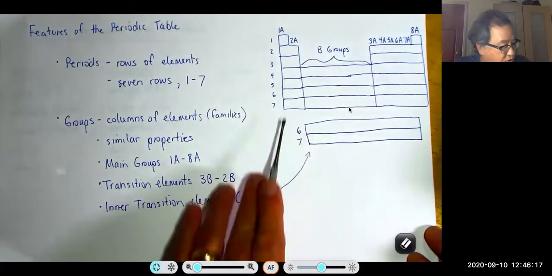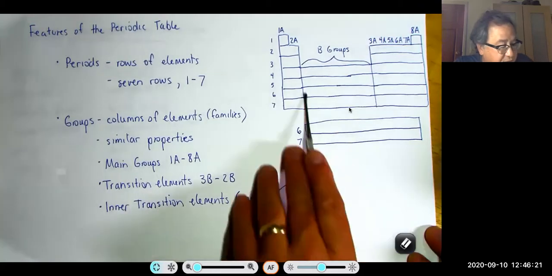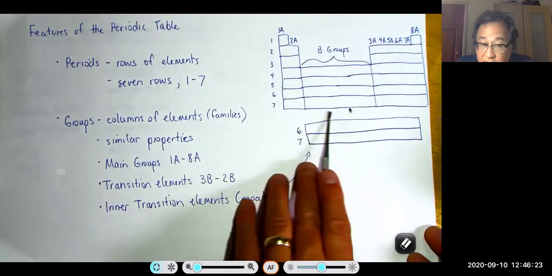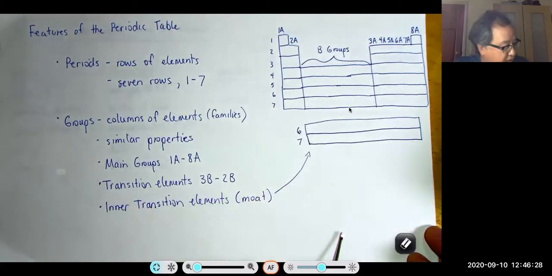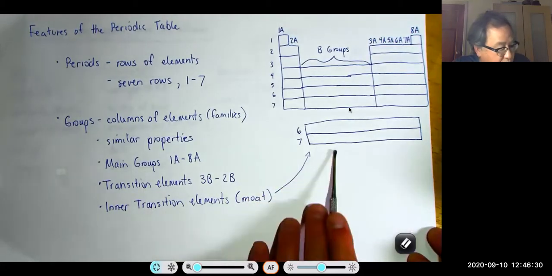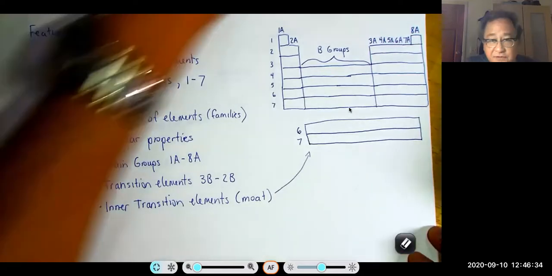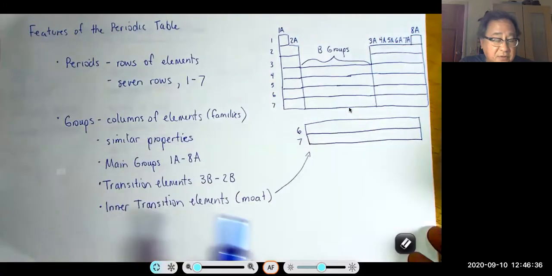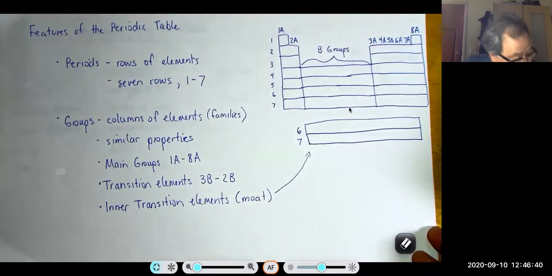Now, you also want to know what the towers are, what the wall is, and what the moat is. The 2 towers are called the main groups. Now, these guys in here, the B groups, the wall, they're called the transition elements, okay? And here, the moat, they're called the inner transition elements. And the reason they're called the inner transition elements is if you actually drew the periodic table where you put these all in order, the periodic table would look something like this.